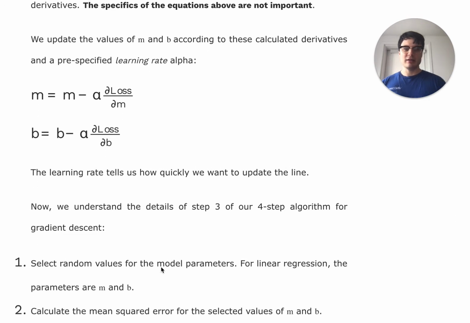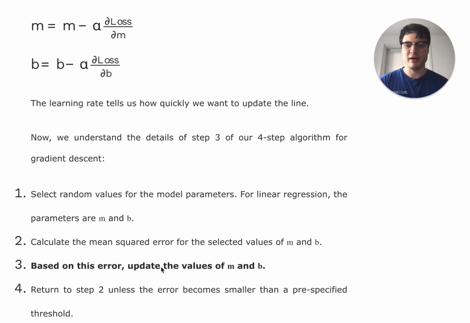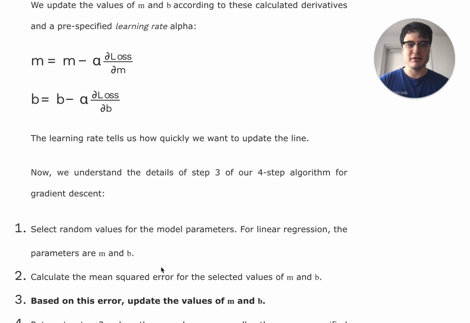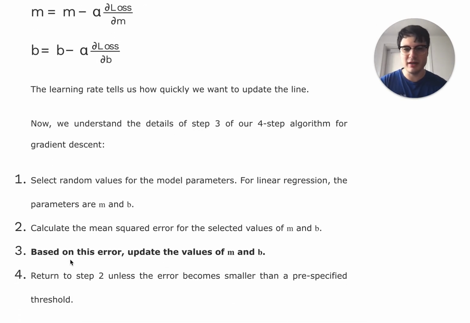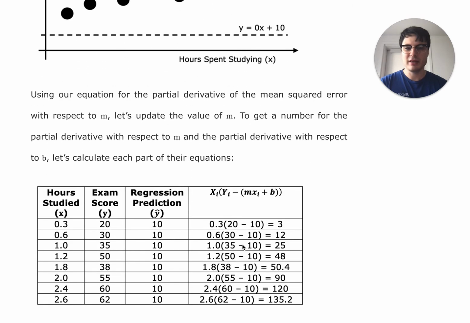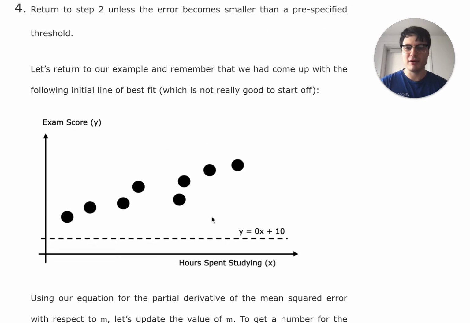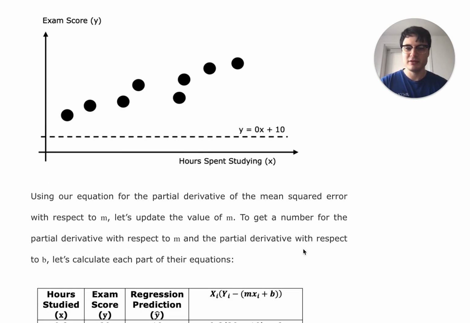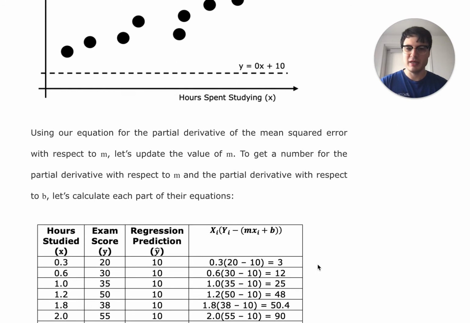And yeah, so now that we understand the math, let's go into the detail of step 3, which is: based on the value of the error, update the values of m and b. So again, we have our derivatives. First thing we want to do is update the value of m.